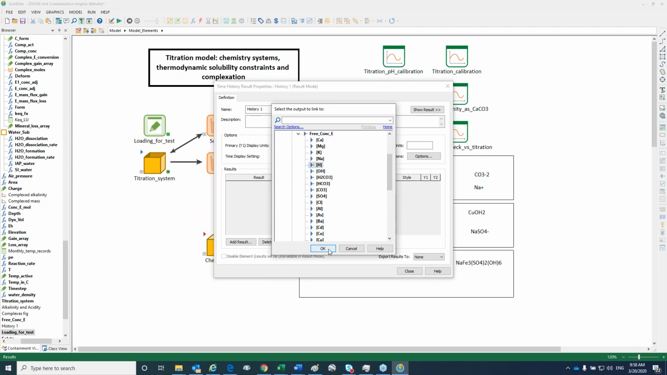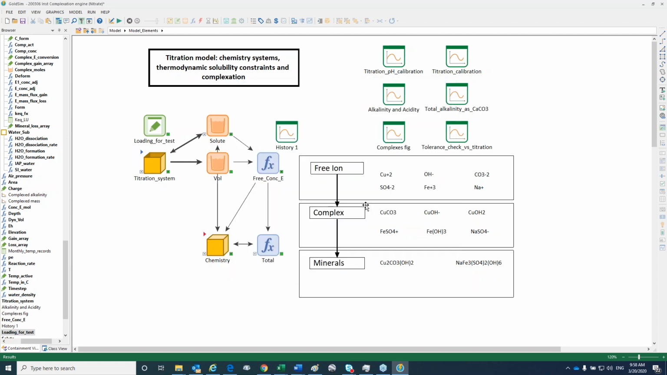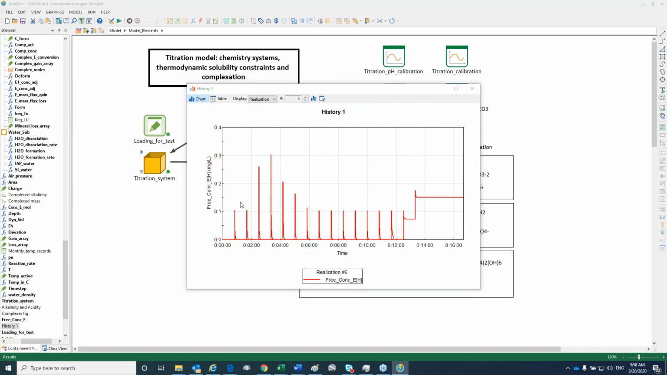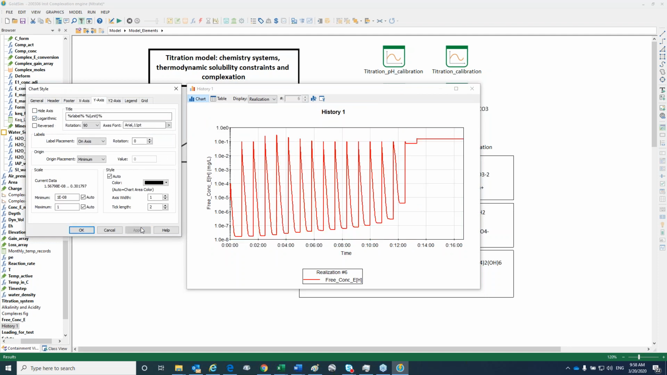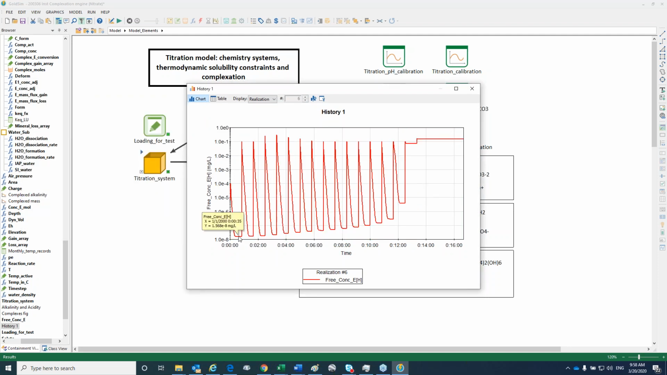quick figure here to look at the H plus, and what we're going to see here is, if I put this in a logarithmic basis or a logarithmic chart, just how severe the stress is on the system. So in every single one of these titration additions, we're actually inducing a 7-order magnitude stress. That is a huge amount of stress on the system, like 7 orders of magnitude stress.